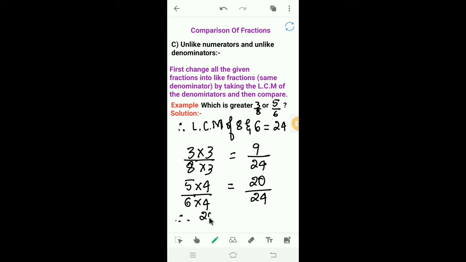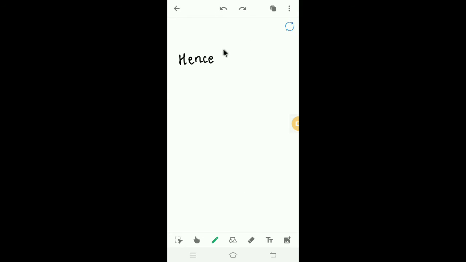Therefore, 20 by 24 is greater than 9 by 24, as 20 is greater than 9. Hence, 5 by 6 is greater than 3 by 8. Answer is 5 by 6 is greater.